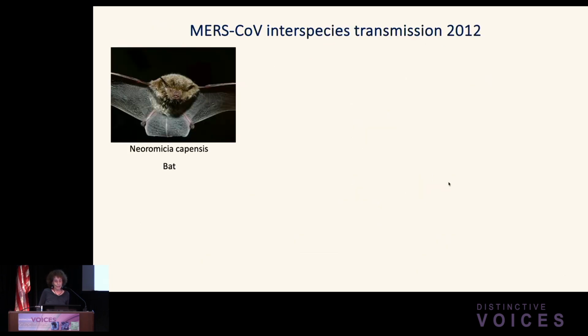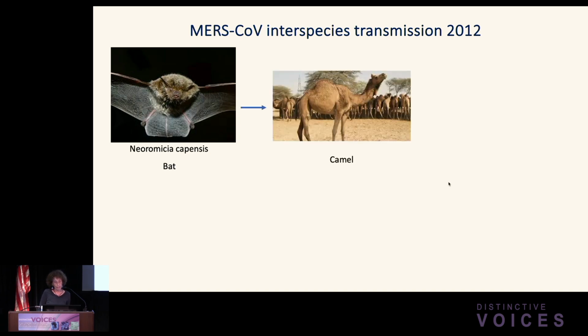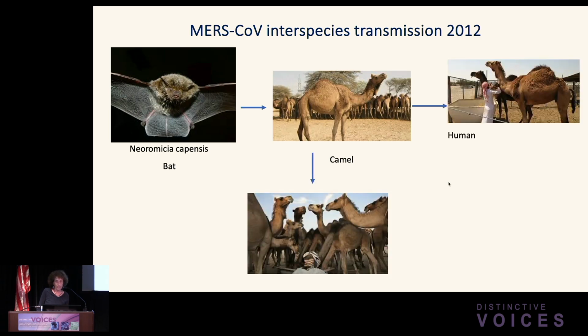So let's move on to MERS. So MERS, interspecies transmission occurred in 2012, as I said, and MERS had its origin in a different kind of bat, Neoromicia capensis. And MERS is really interesting. It has a reservoir in camels, so lots of camels have been infected with MERS coronavirus, and it can transmit from camels.